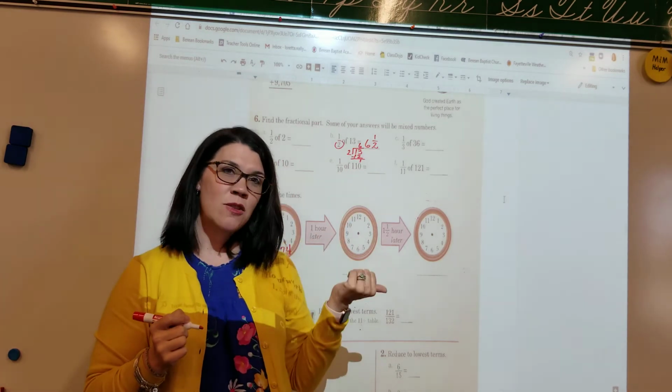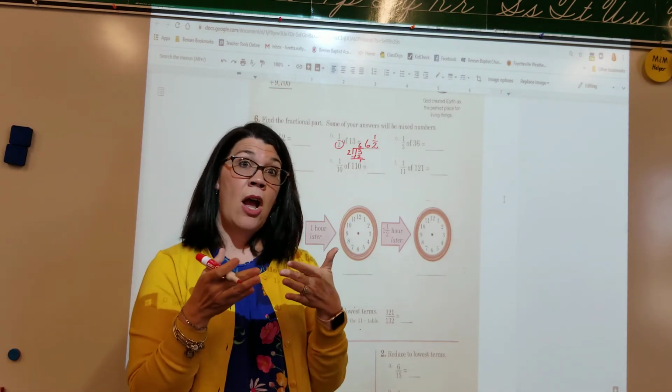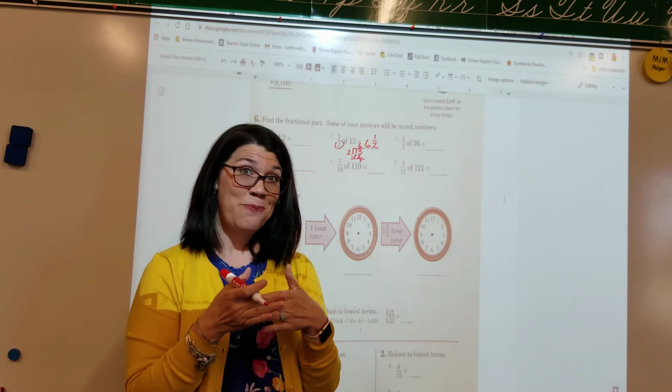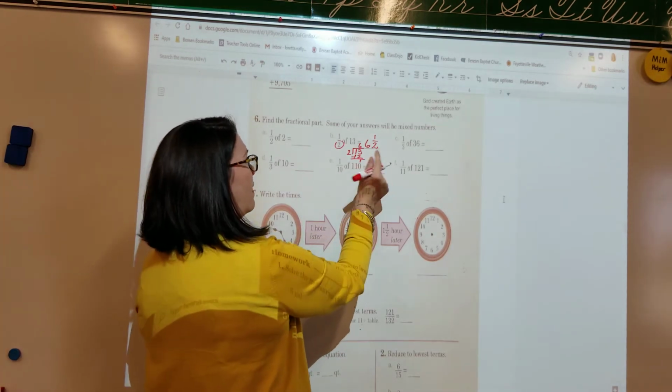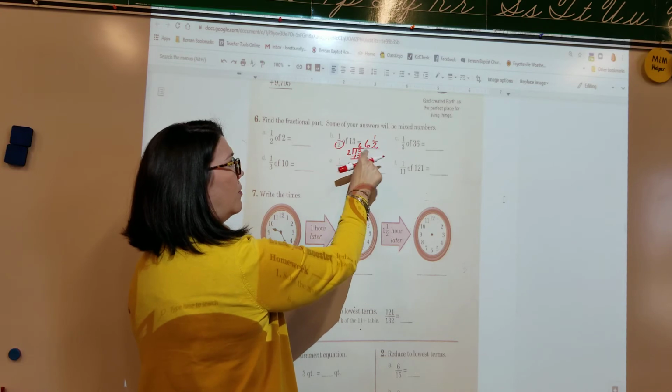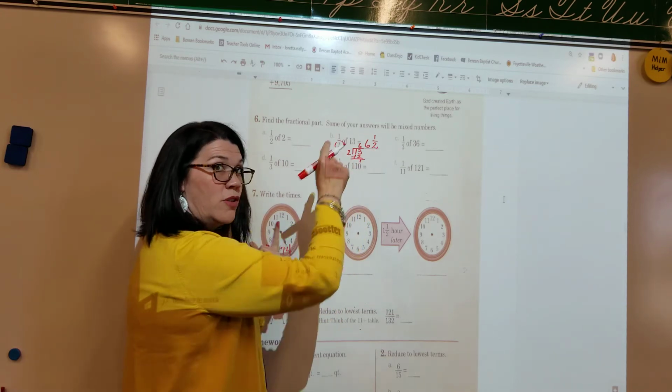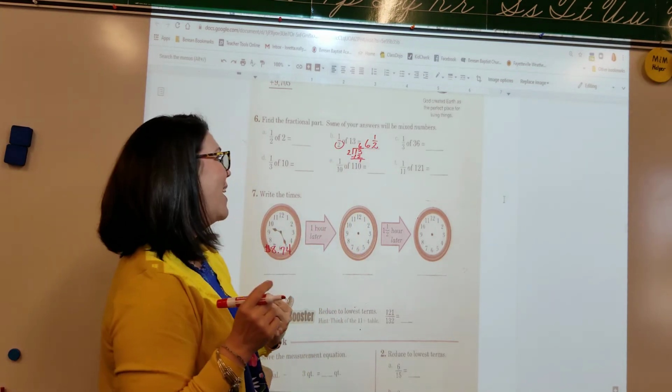Do you remember last week when we learned about writing our remainder as a fraction? Okay, so you would just take that remainder there and keep your divisor as the denominator. Remember, divisor, denominator, we talked about that too.